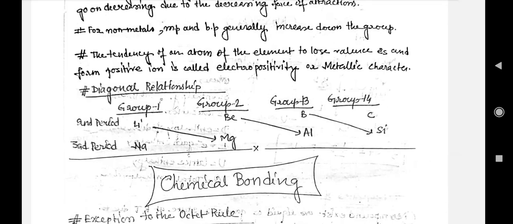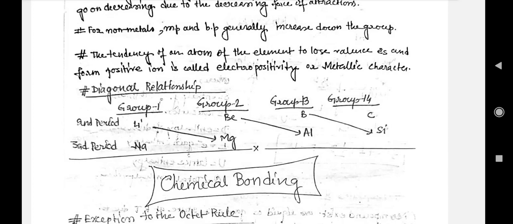Okay. The tendency of an atom of an element to lose a valence electron and form a positive ion is basically called electropositivity or metallic character. This property, losing a valence electron to produce a positive ion, is called electropositivity or metallic character.